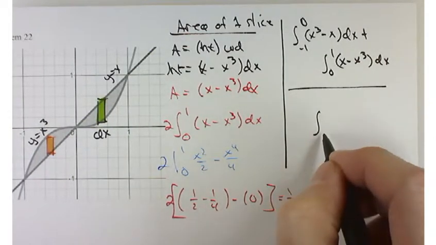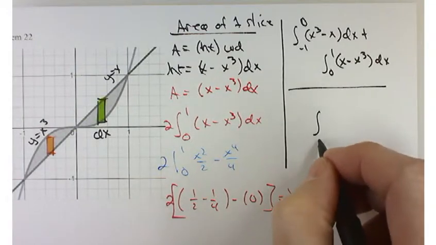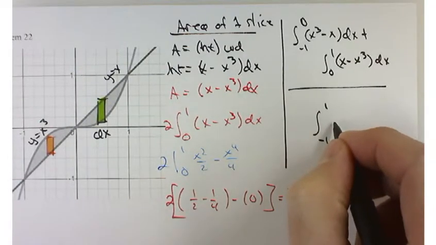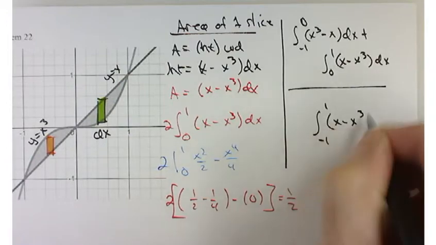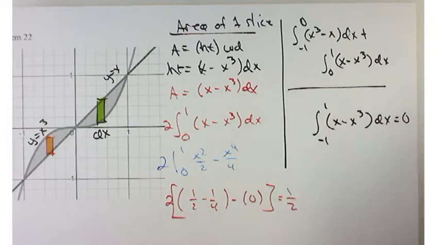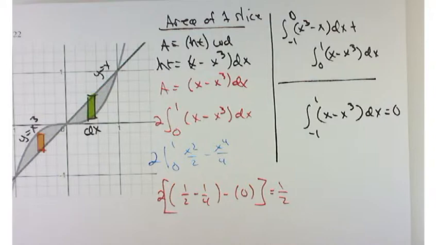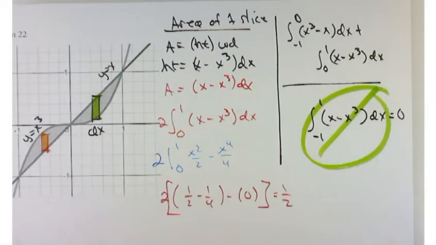The one thing you can't do is integrate from negative 1 to 1 of x minus x cubed dx, because that would give you 0. And I really hope that you would see that, wait a minute, there's a problem with that. You're not going to get 0 when you do a problem like this, or at least you shouldn't get 0.